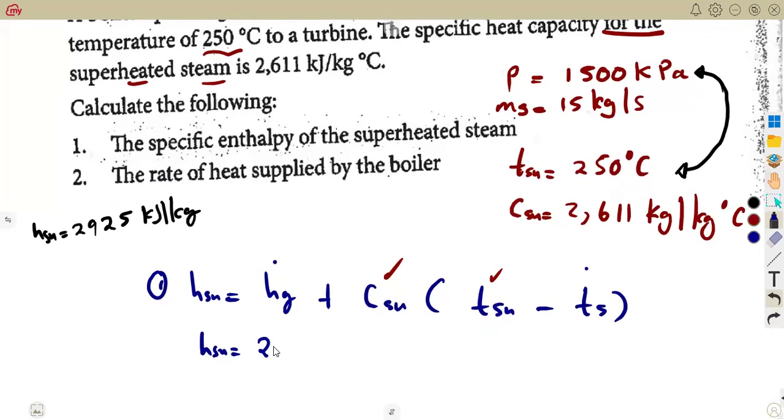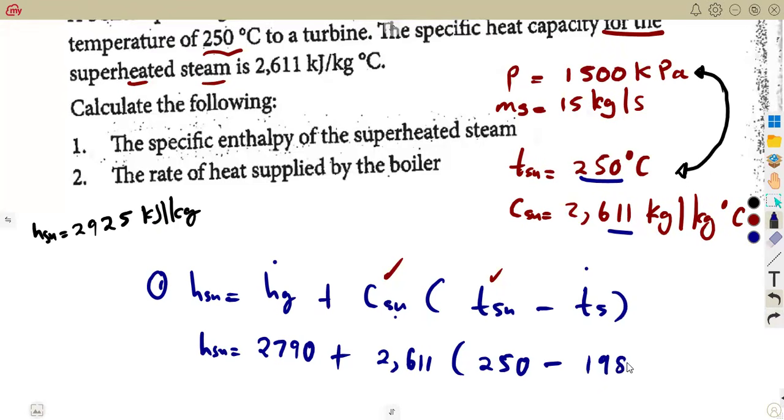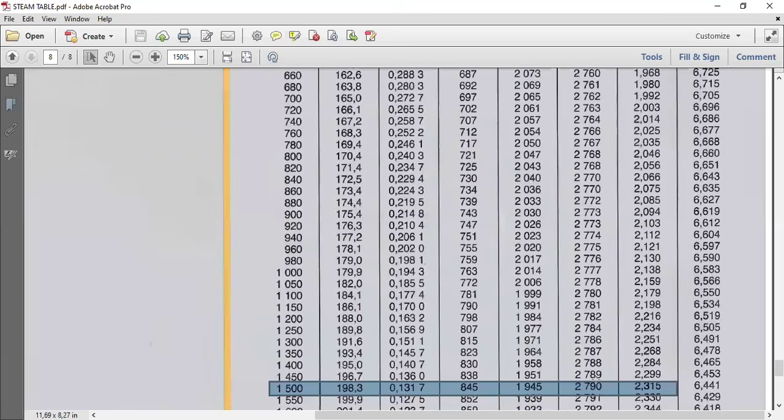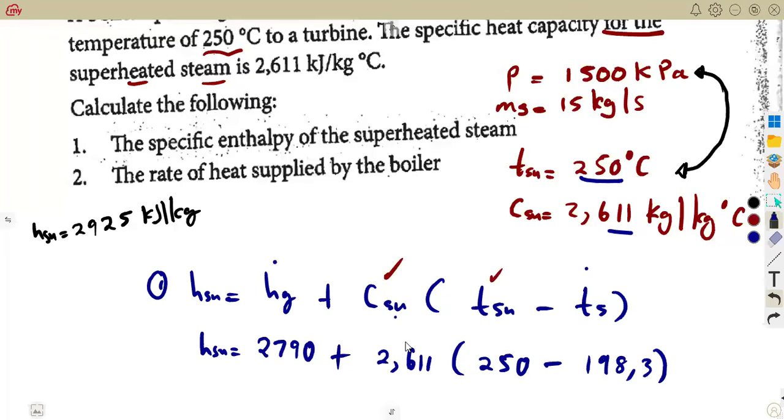Remember, we got 2,970 plus the specific heat capacity of the superheated, that one you are given, 2,611 into T sup, which is the superheated, 250, minus the saturation. This one, we saw it from our steam table. It was 198.3 from those values that I marked. Remember, from these values, we talked of the 198.3 and also the 2790 at the end. So that is how you can simply have these values.